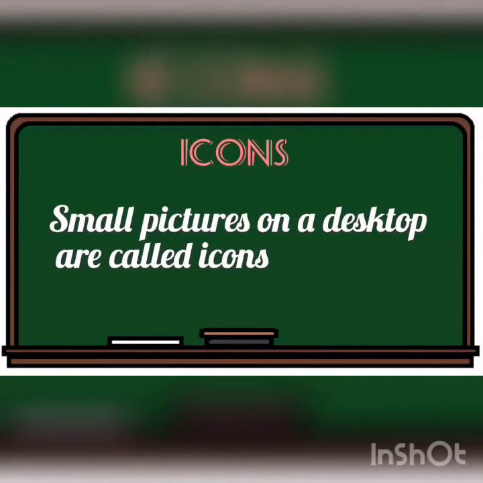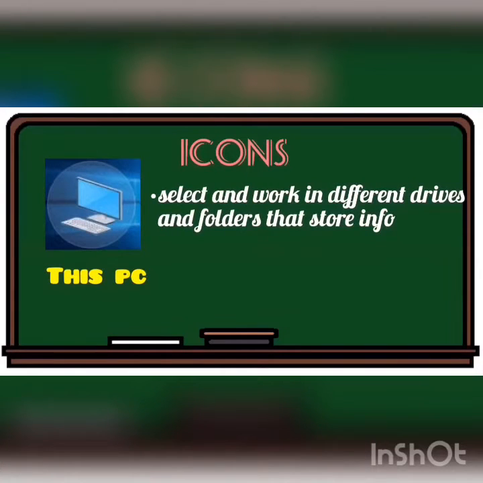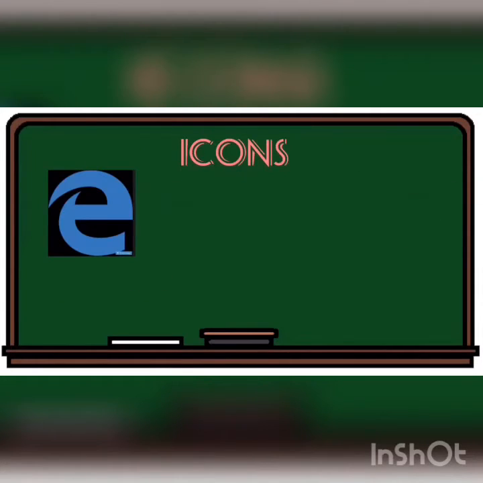Next we are going to see icons. What are icons? The small pictures on a desktop are called icons. So the first icon we are going to see is This PC, like My Computer in Windows 7. What is the use of it? We will have many files and folders. We can go inside it, select and work. That's the use of This PC. It will store all the data in this PC.